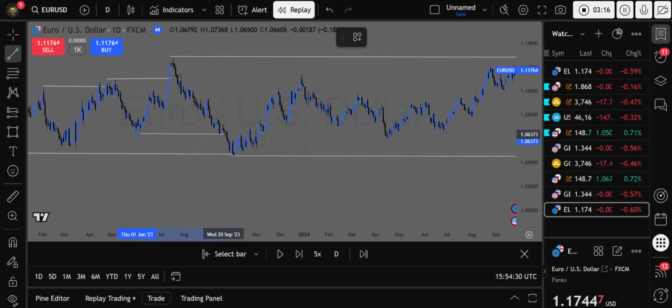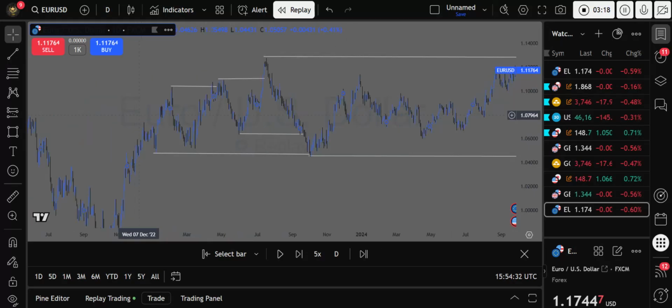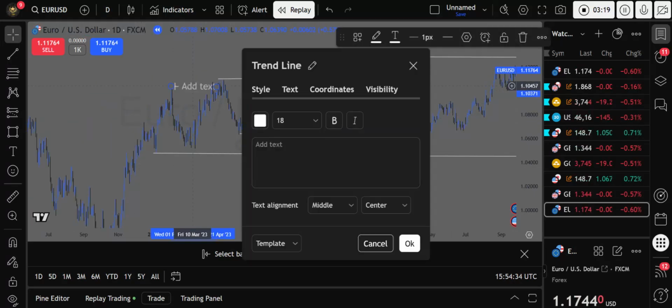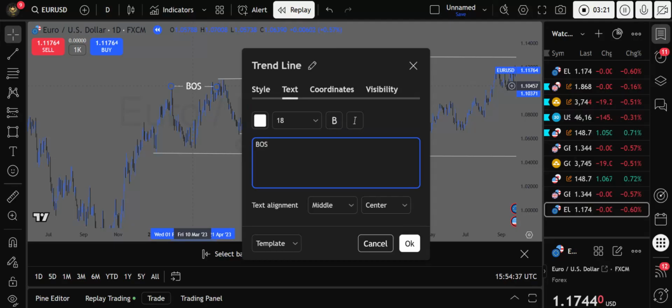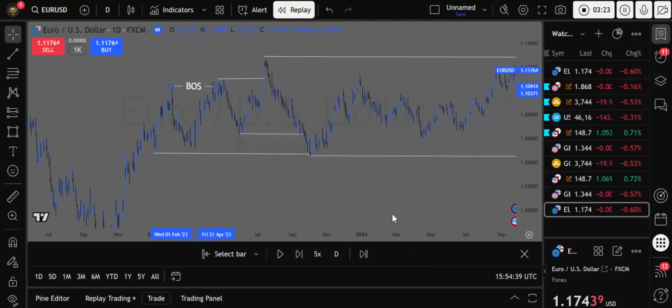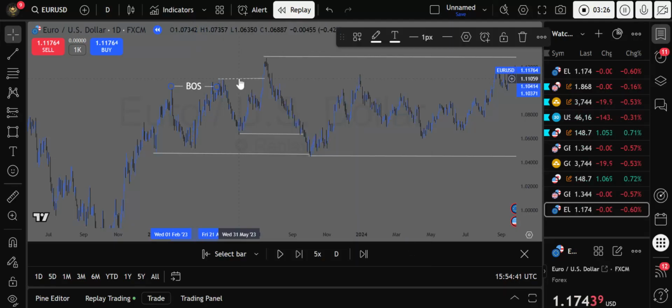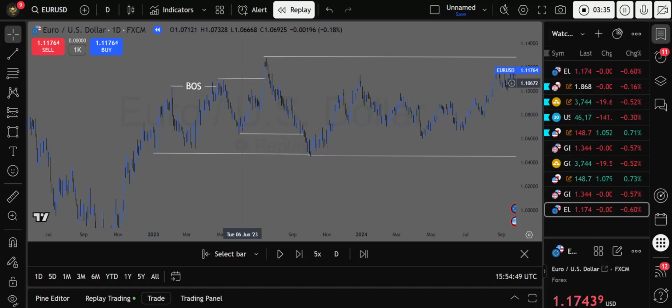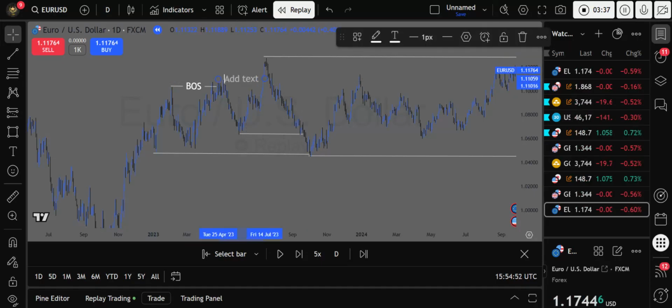So let me type them out. Here we have a break of structure because we are on an uptrend. That means we're going to be breaking structure to the upside, because once there is a change of character on an uptrend, we are changing character to the downside, to a downtrend. So let's mark this as always a BOS.